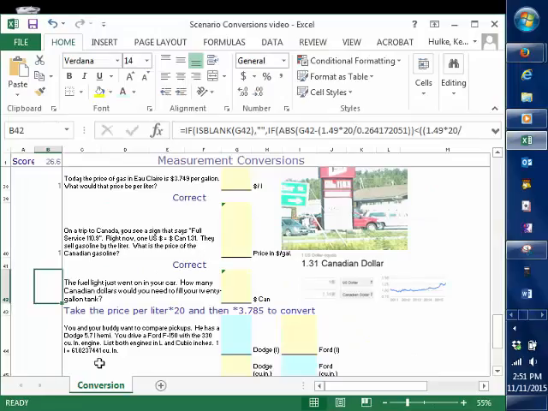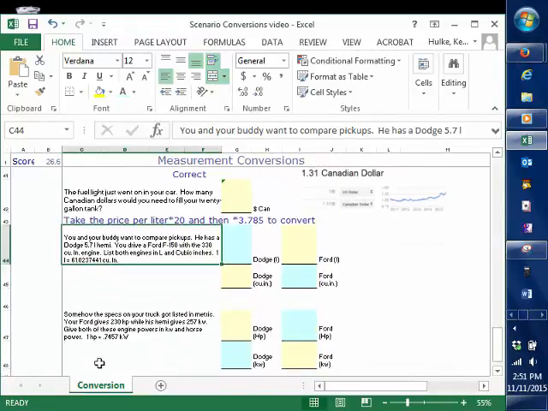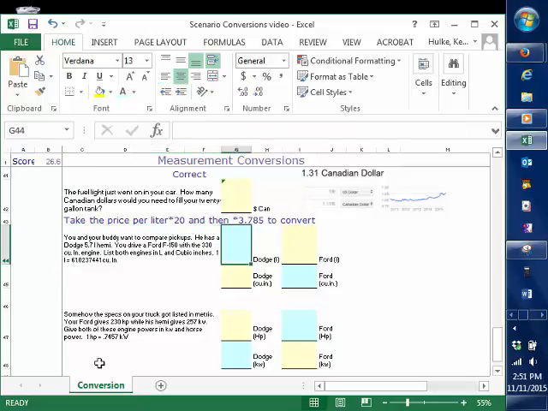Let's go on. You and your buddy want to compare pickups. He has a Dodge 5.7-liter Hemi. You drive a Ford F-150 with a 330 cubic inch. So his Dodge is 5.7 liters. Your Ford is 330 cubic inches. Okay, we want to compare those two. So we need to switch the Dodge into cubic inches.